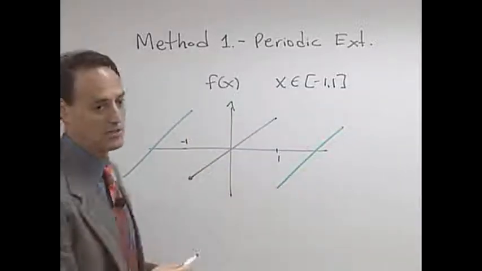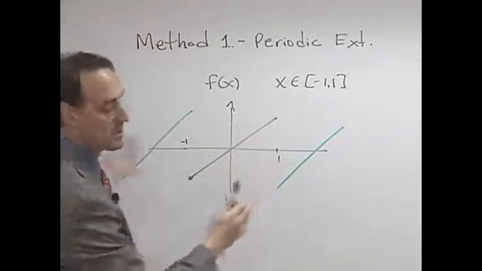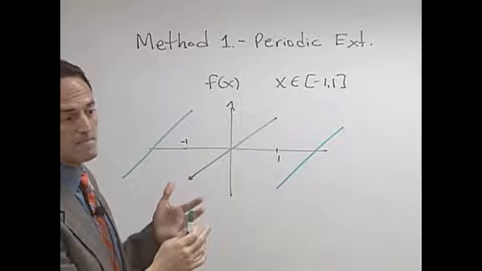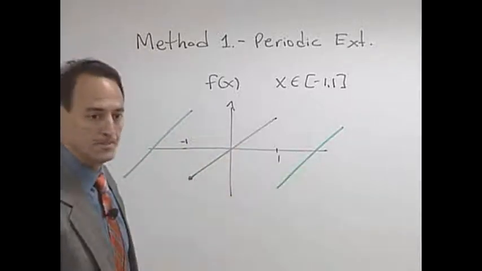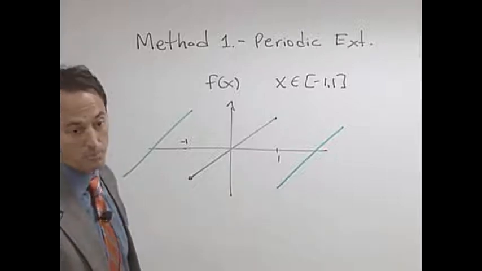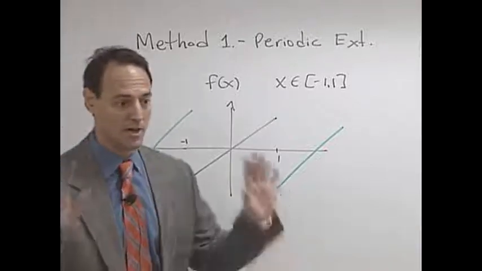I'm just going to periodically extend this thing. So here's the function I want in this interval. But really, when I say I'm going to represent this in cosines and sines, I can do that. It's just that what I've really done is made this periodic extension. Okay, so what's the problem with that? No problem, sir. Sir, I have no problems.